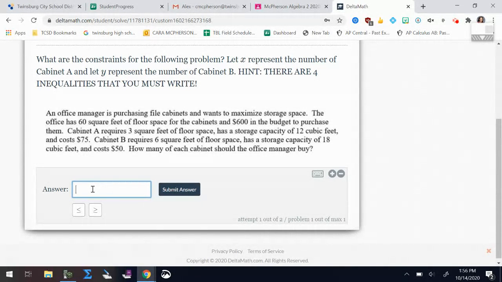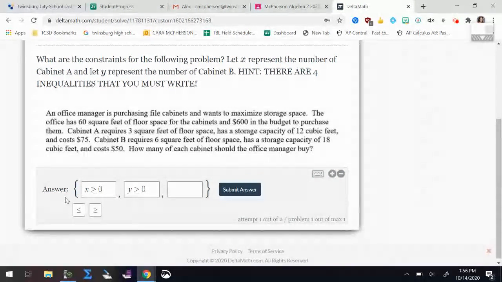So 2 of my constraints will always be that X has to be greater than or equal to 0, and Y has to be greater than or equal to 0, because you can't have negative values when we're working with these real life quantities. Those are the 2 really easy ones. Then we're going to read the problem and see what else we are restricted by. What are the things that hold us to only being limited by certain things?